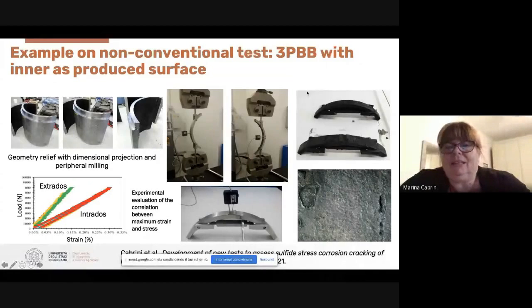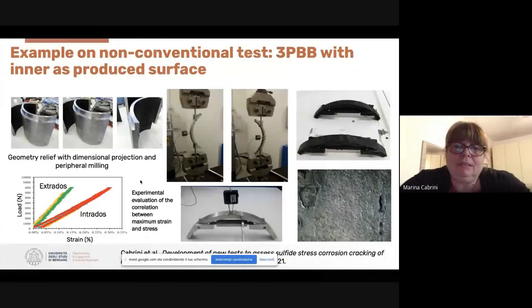In this case, we have modified a specimen as a tensile test specimen using a section of pipe. It can be seen that there is a reduction in the thickness of the pipe, preserving the inner surface that was the surface in contact with the aggressive environment.